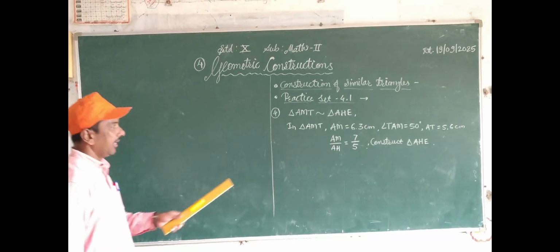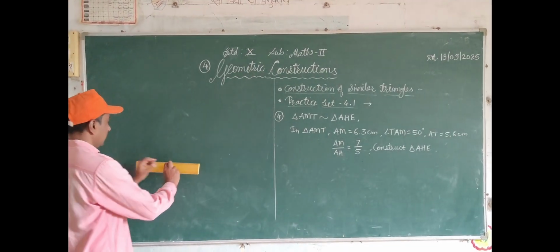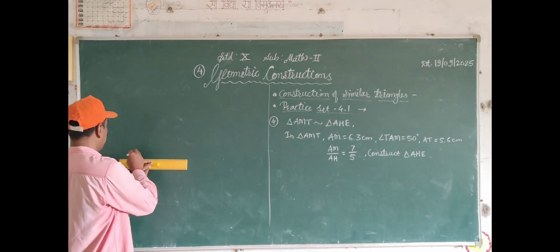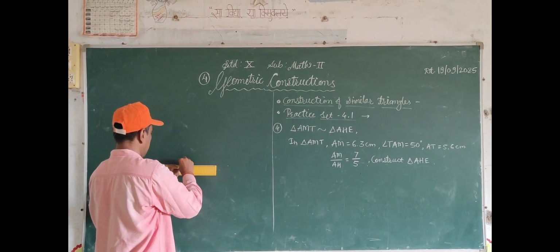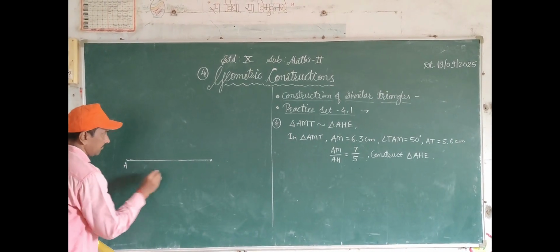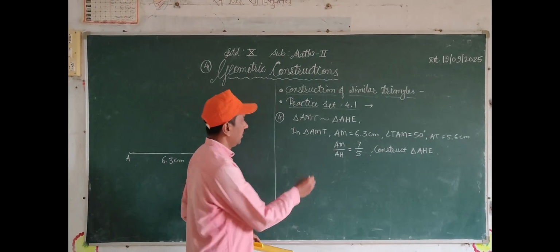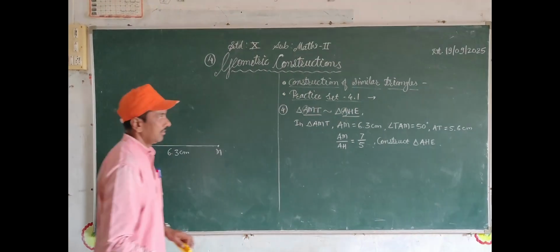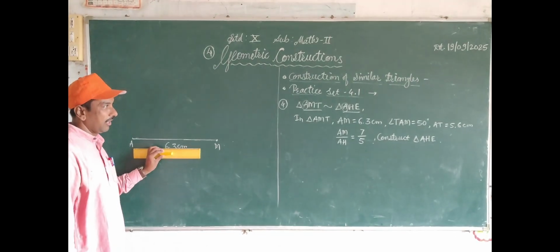First of all, in triangle AMT, AM is given as 6.3 cm. So draw segment AM having length 6.3 cm. This is given. In these two triangles AMT and AHE, point A is common. It means in one figure both the triangles are included.